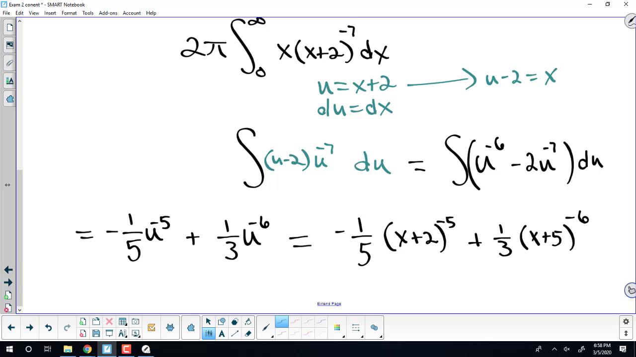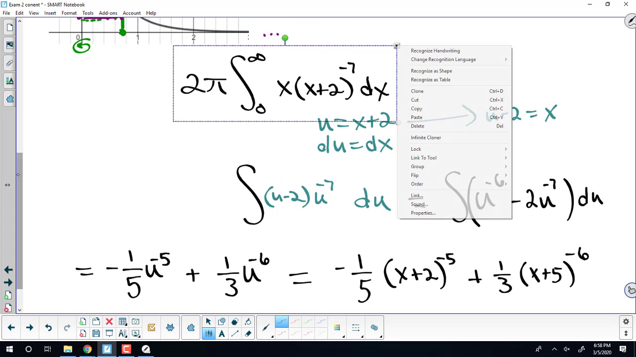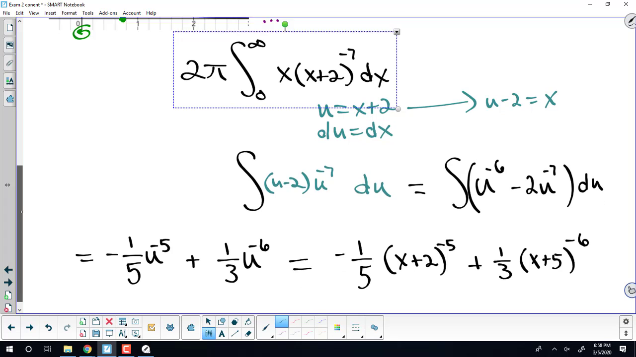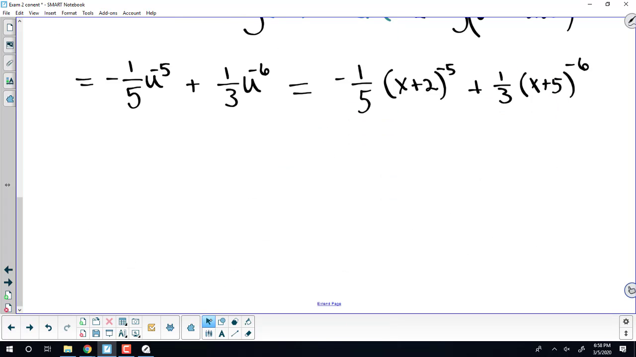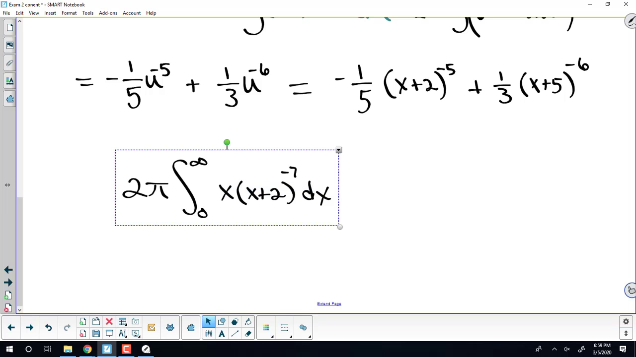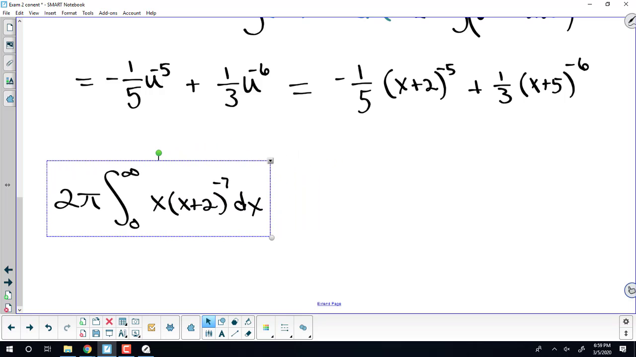So there's our antiderivative in terms of x. Does anyone have questions on that? So put that in place. So just keep that in mind. We've got to fix our bounds. Fix our bounds in terms of a limit.